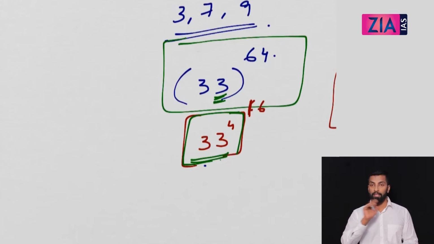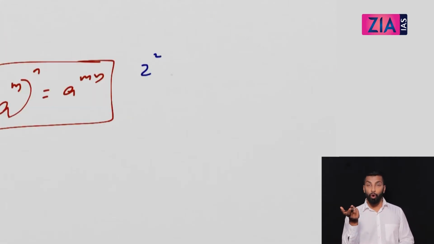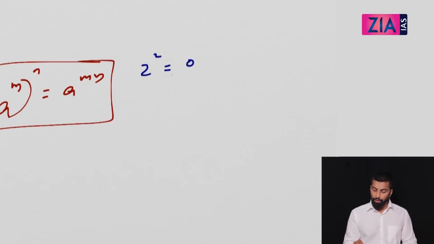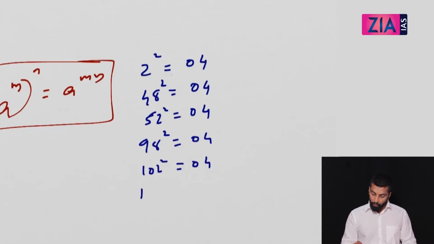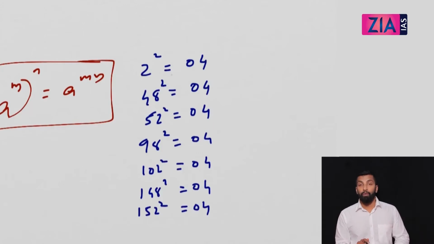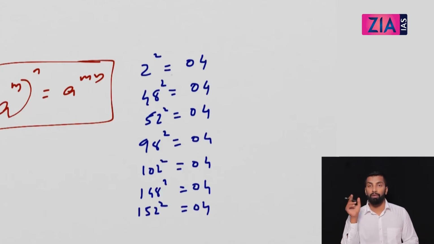To solve this problem, the logic I'll give you: 2 square, what is that? 4, right? So what are the last 2 digits? If I ask you, you need to write it as 04. 2 square last 2 digits will be equal to 48 square last 2 digits, that will also be 04. 52 square last 2 digits will also be 04. 98 square will also be 04. 102 square will also be 04. 148 square, 152 square, 198 square, 202 square, 248 square, 252 square, 298 square, 302 square, 348 square, 352 square, etc. All will be ending in 04.